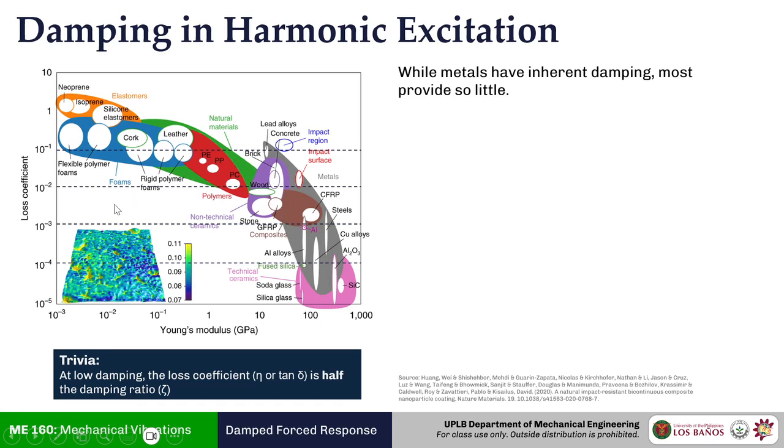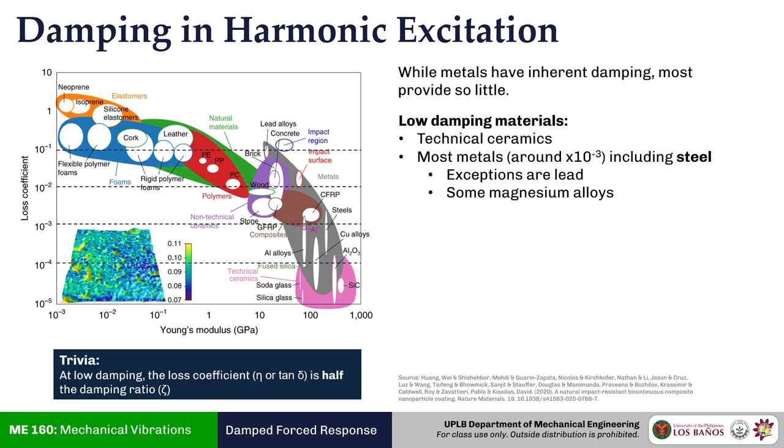Ngayon, yung mga metals, they have a strong Young's modulus, pero they have a very low loss coefficient or damping ratio. These materials are not great at being dampers. In fact, they're so bad that yung magnitude ng ating mga damping ratio slash loss coefficient ay 10 to the negative 3. That is 0.001-ish magnitude. That's very low. Particularly for steel, that's actually quite low. It's almost negligible.